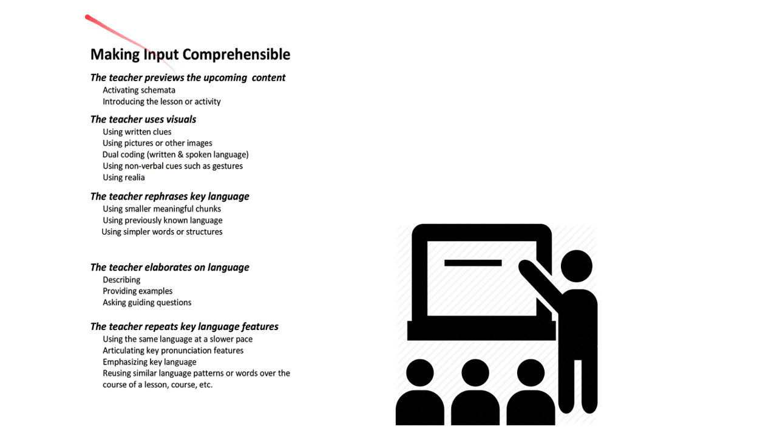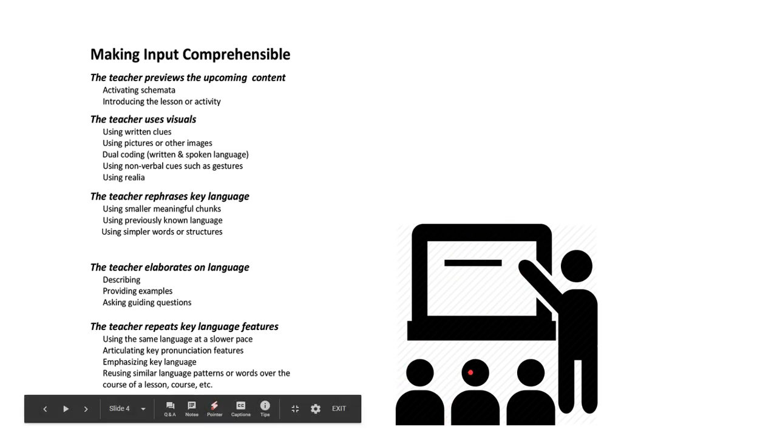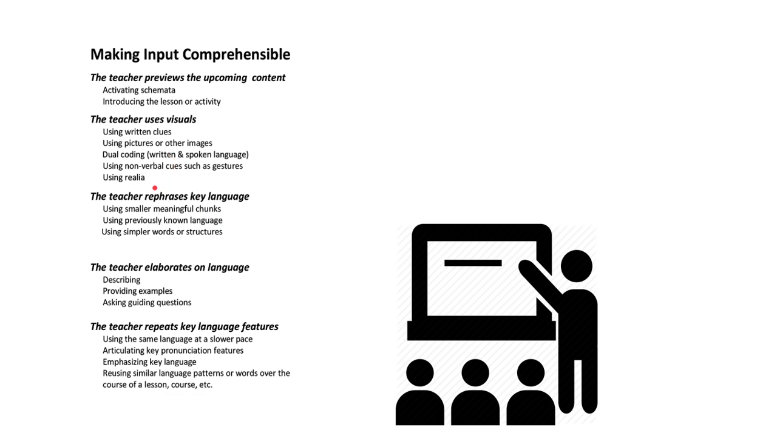Nonverbal cues such as gestures. Again, when we're trying to make input comprehensible by using our gestures, for example, this guy is talking about fishing and he's using a fishing gesture to make that input comprehensible, then that would be MIC visuals, using gestures.